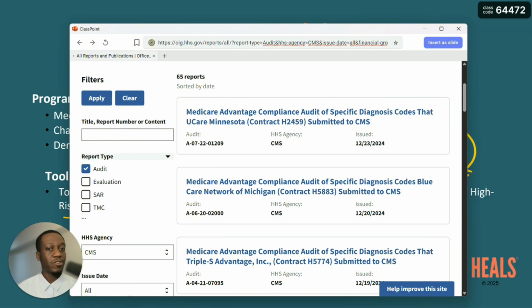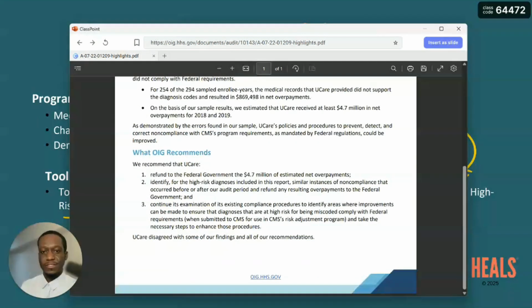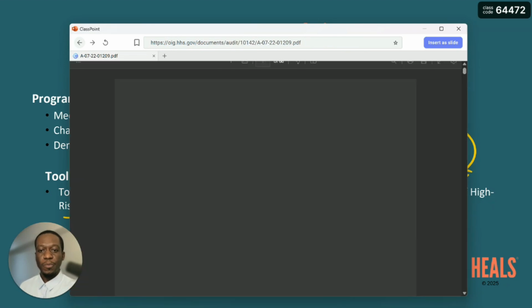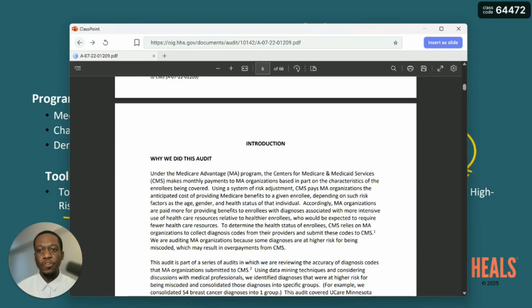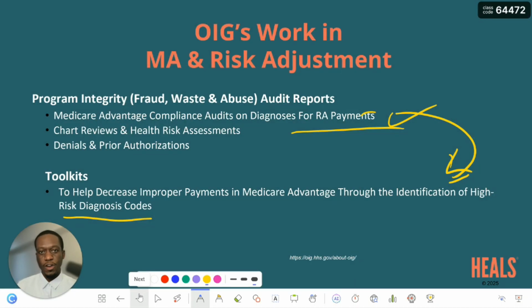There's a Medicare Advantage compliance audit of specific diagnosis codes that UCare Minnesota and the contract number submitted to CMS. Usually the reports come with a highlight that gives a very quick read into it. And then you can have the full report here. You can leverage these reports as you work in the Medicare Advantage Risk Adjustment Program. I hope this quick review of the OIG website was very helpful to you.